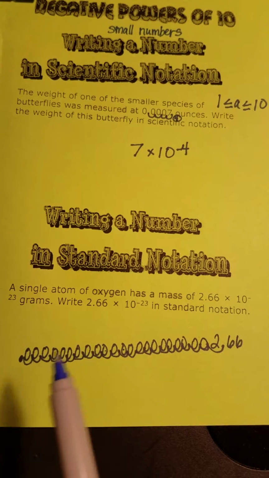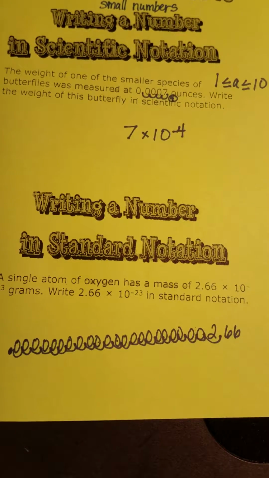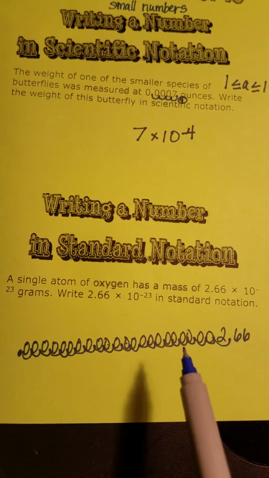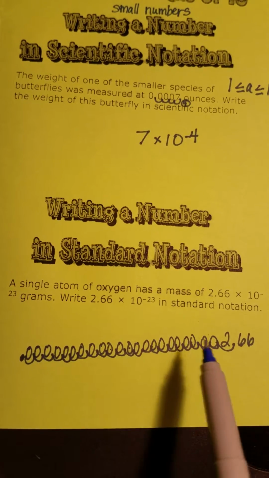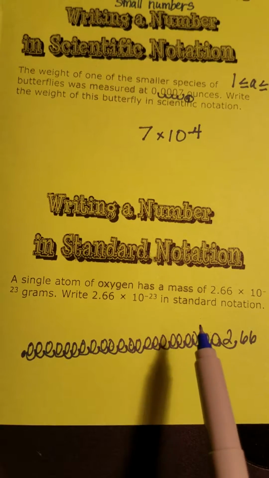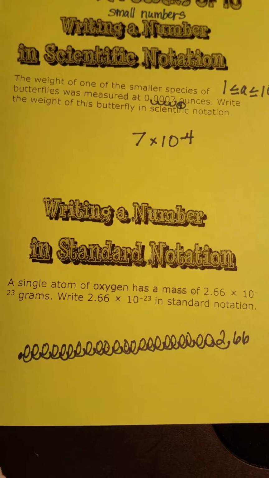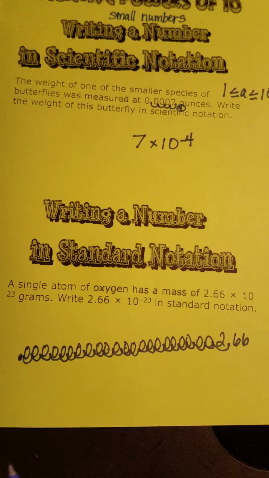If this is what you ended up with, you should get the right answer. I have 23 loop-de-loos, and when I fill those in, I will have 22 zeros in front of that number. So 23 loop-de-loos, 22 zeros. Here's how you write that number in standard notation.